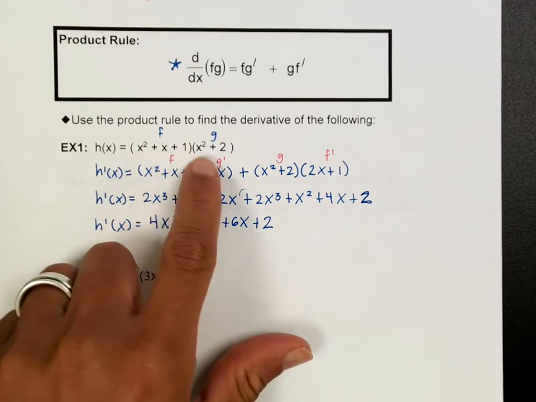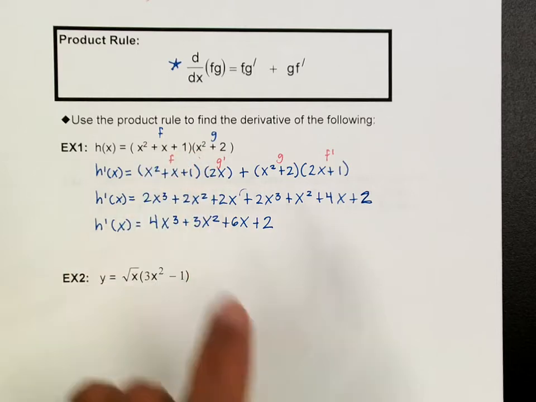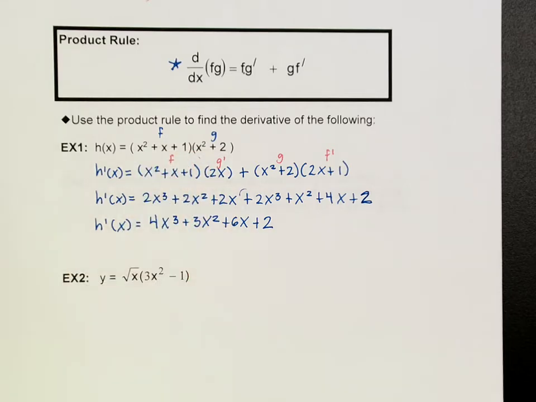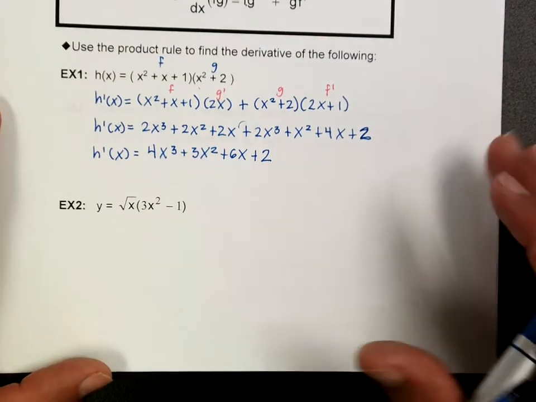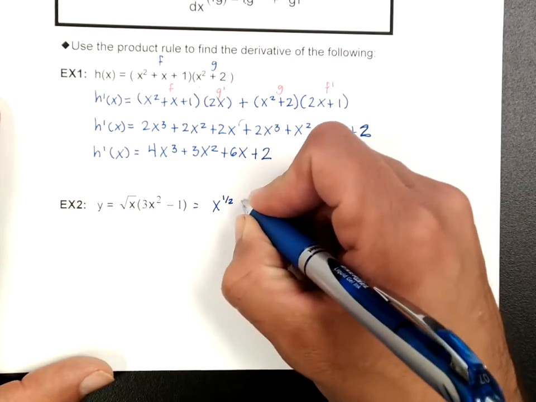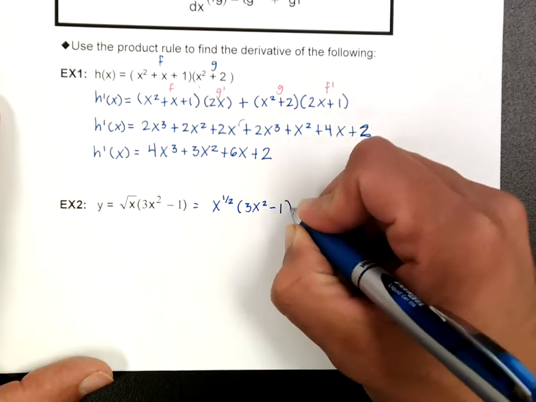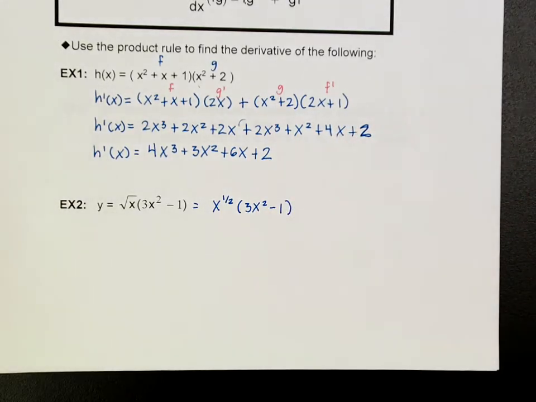Now, could you multiply that together, distribute this out, and then take the derivative using the power rule? The answer is yes. All right. So always look to see what would be easier for you. On the next one, if I write it like this, I have x to the 1/2, and this would be 3x squared minus 1. All right. So on that, you really have a choice.